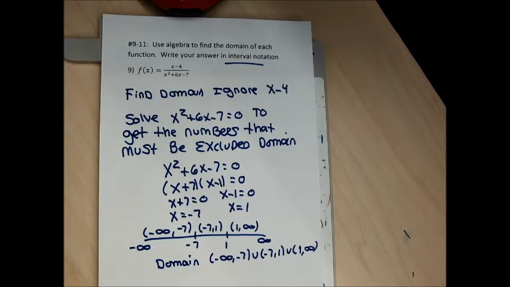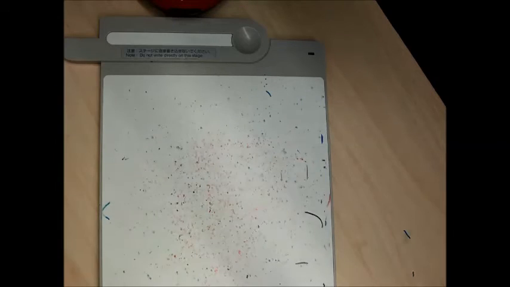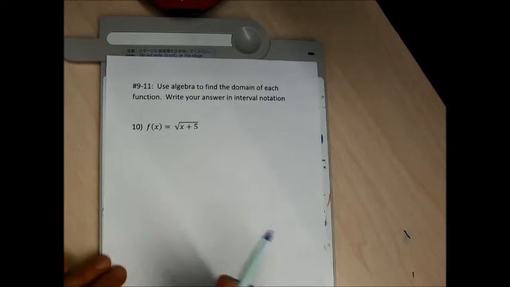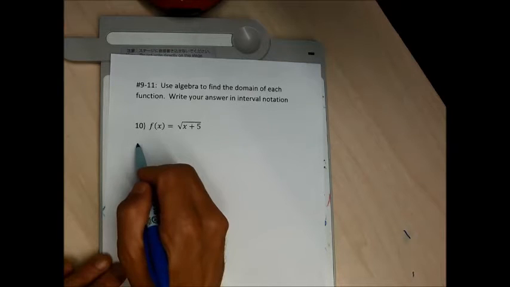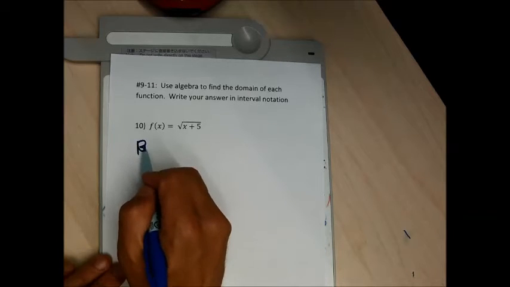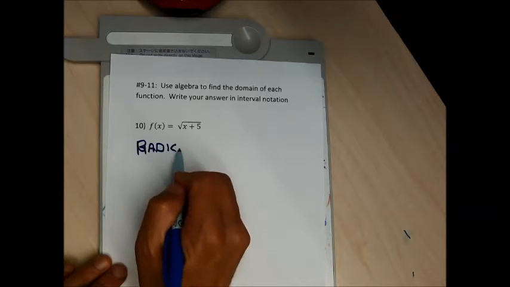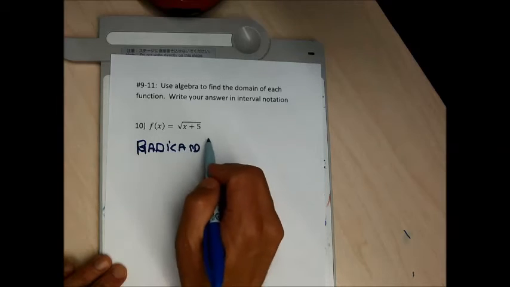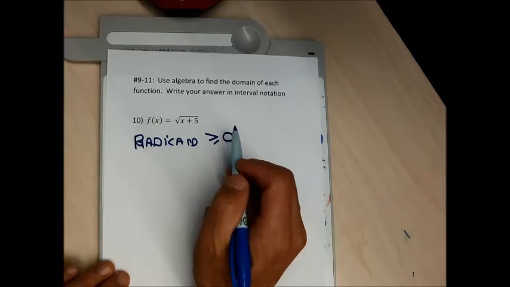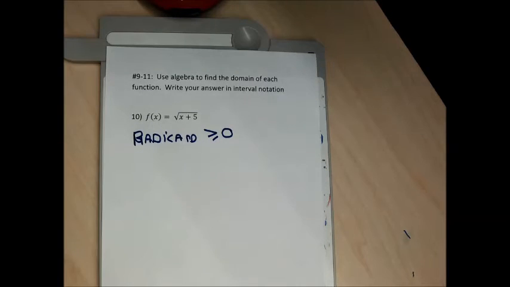The next two problems are completely different. The technique for finding the domain of a fraction is completely unrelated to finding the domain of a square root, which comes up next. To find the domain of a square root, we just set what's under the radicand, or what's under the radical, and set it greater than or equal to 0. So there isn't any numerator to even ignore. There's no denominator to set equal to 0.